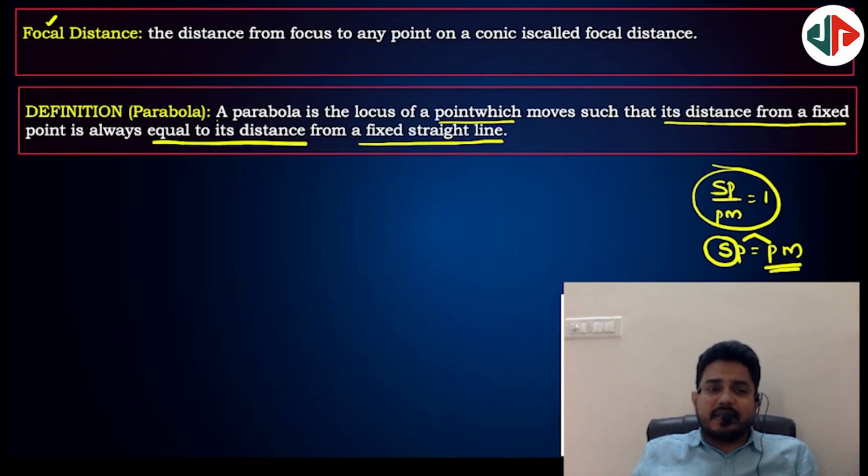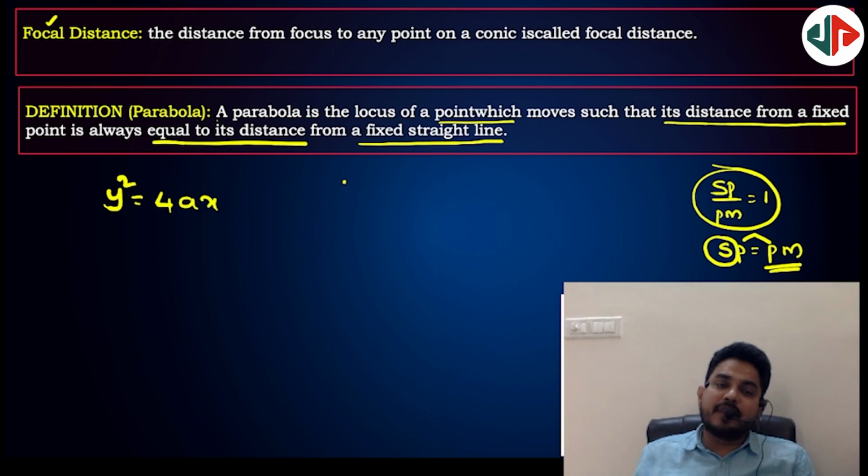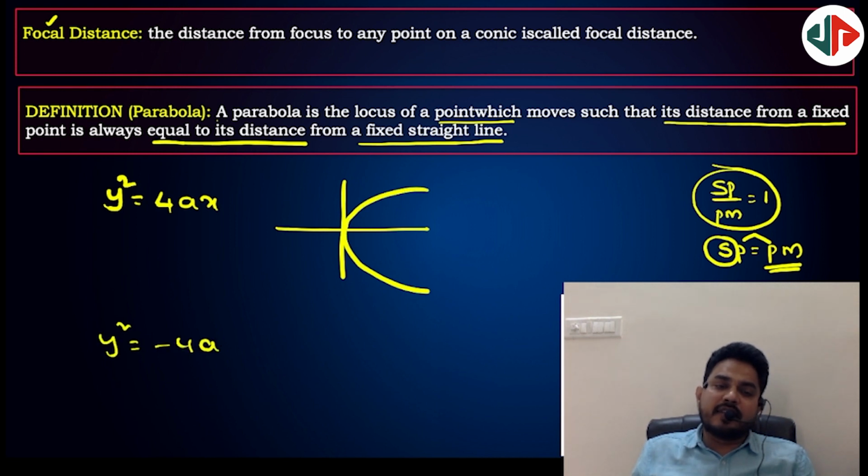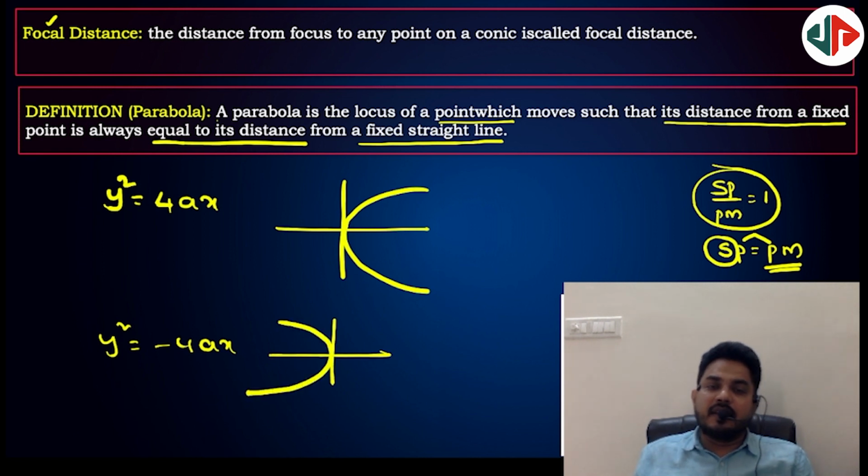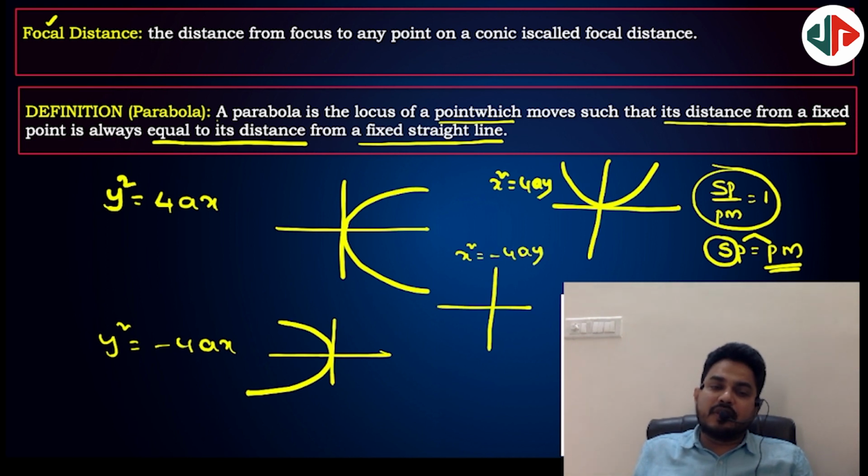So what are the standard parabolas we have? y square is equal to 4ax; this parabola will be like this. y square is equal to minus 4ax; this parabola will be like this. x square is equal to 4ay; this parabola is like this. x square is equal to minus 4ay; this parabola is going to be like this.